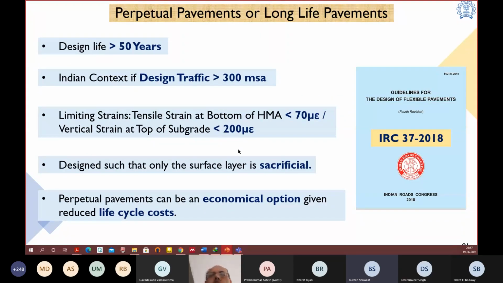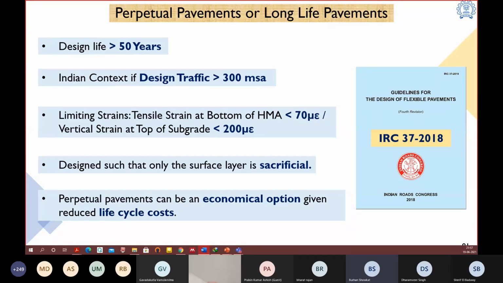Another thing that is picking up in India is perpetual pavements and long life pavements. Perpetual pavements, as defined in IRC 37 2008, are pavements having a design life of 50 years or longer. In the Indian context, we prefer to design perpetual pavements if the design traffic is greater than 300 million standard axles. As far as the perpetual pavement is concerned, the tensile strain at the bottom of the bituminous layer must be within the endurance limit of the material, and the vertical compressive strain at the top of subgrade, these are the two critical points as far as the design of the pavements is concerned.